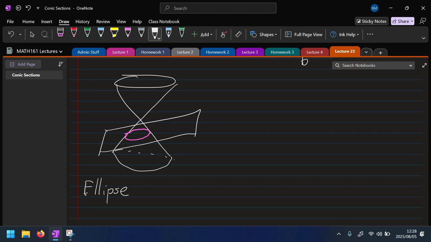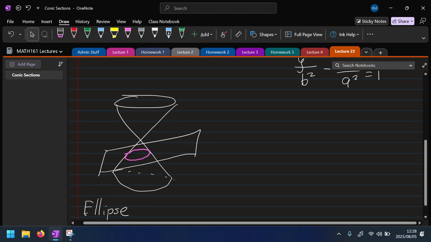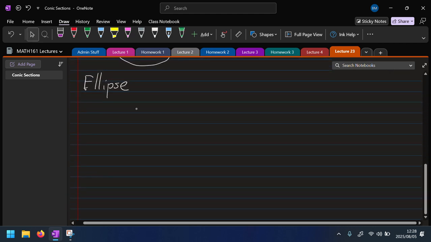Okay, so that is how we get an ellipse. You take a cone, you find the cross-section by cutting it at some angle, and you see there in pink, that is the cross-section. That will be an ellipse. Next, a parabola. Very similar to this.